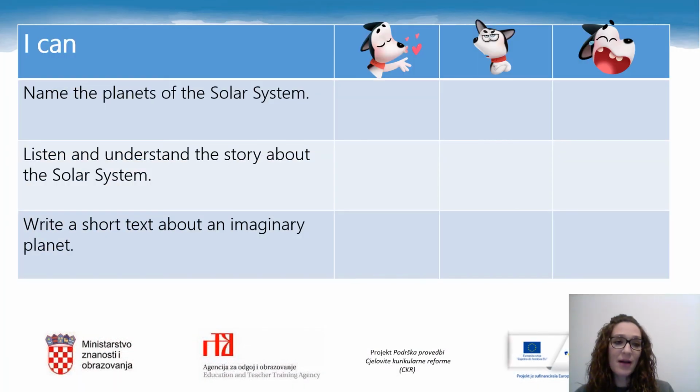We have arrived to the very end of our lesson. It's self-assessment time. You need to tell me how you feel about today's lesson. Tick how you feel. I can name the planets of the solar system, listen and understand the story about the solar system, and write a short text about an imaginary planet.